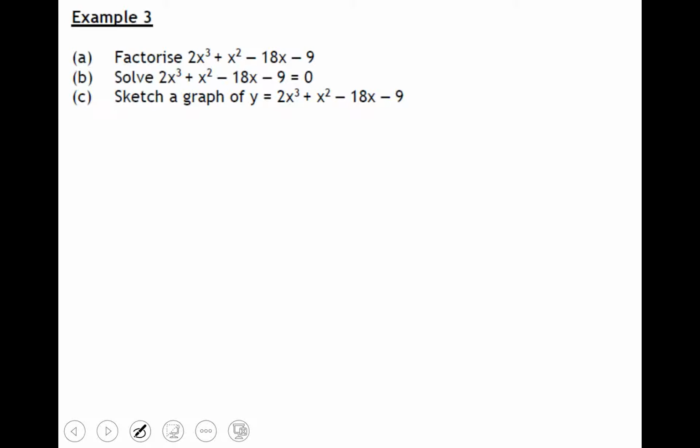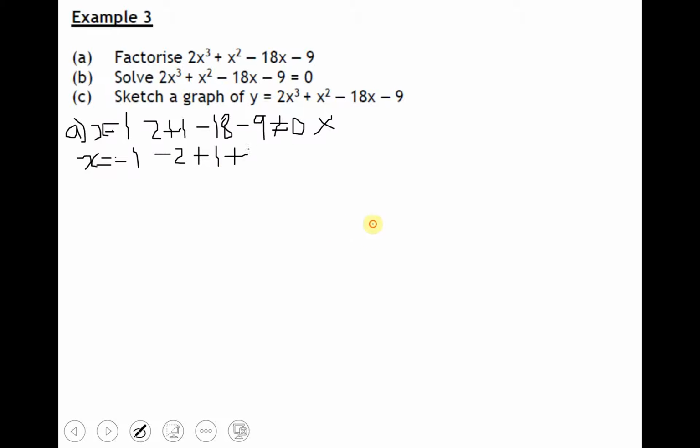Example 3, we have the same sort of idea. So in part A, we stick x equals 1 in, we're going to get 2 plus 1 minus 18 minus 9, which does not equal 0. Try minus 1. We're going to get minus 2 plus 1 plus 18 minus 9. Doesn't equal 0, so that's not going to give us a factor.